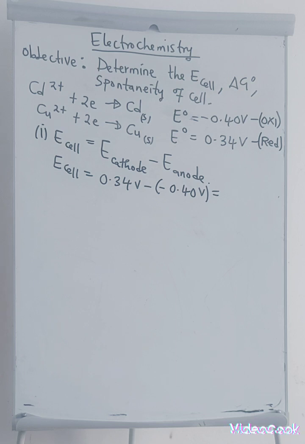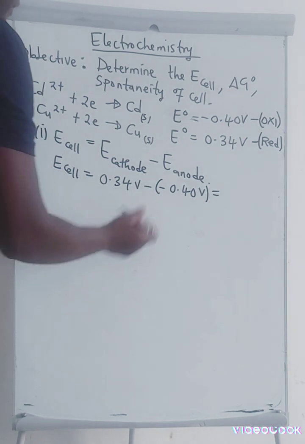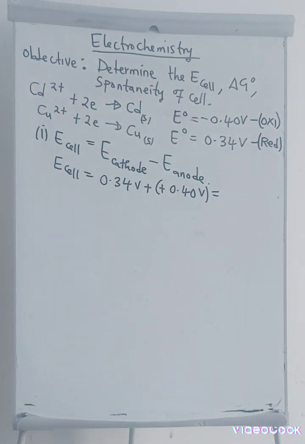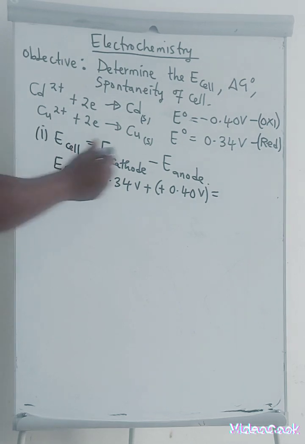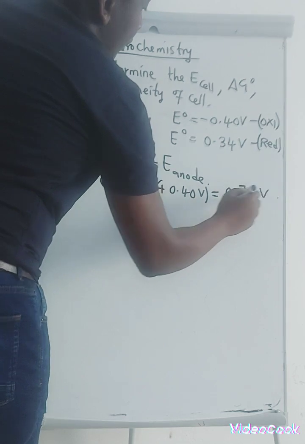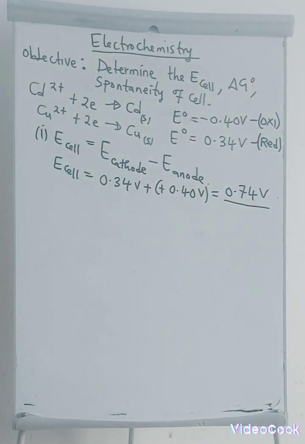It's going to be 0.34. With minus and negative, negative and negative become plus, so plus 0.40. So this cell is producing 0.74 volts. This cell is producing that amount of voltage. So that's how you determine the voltage, or E cell, of this cell.